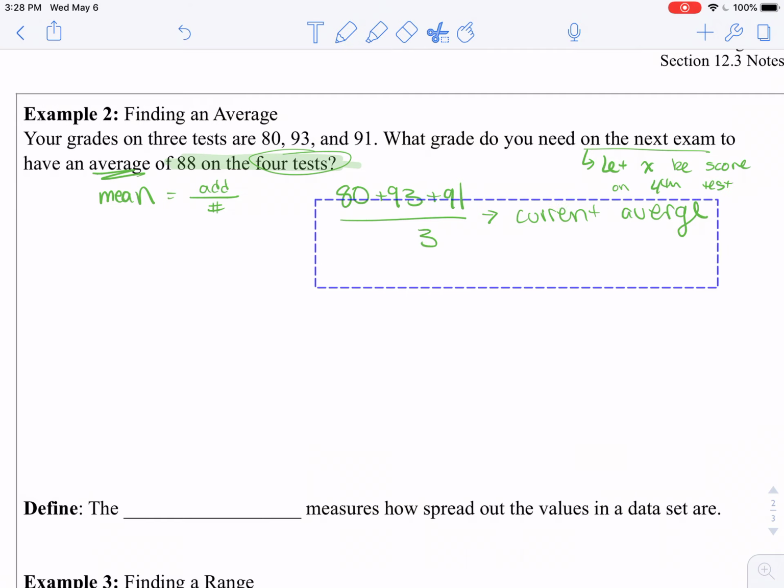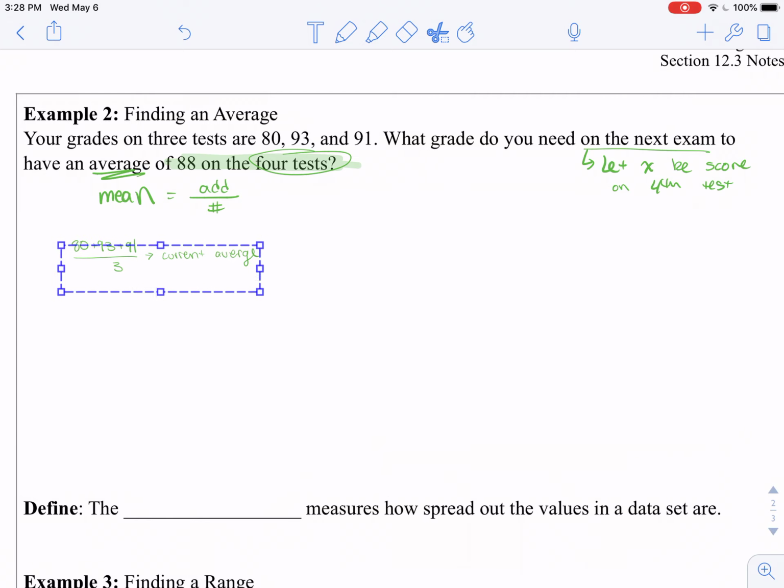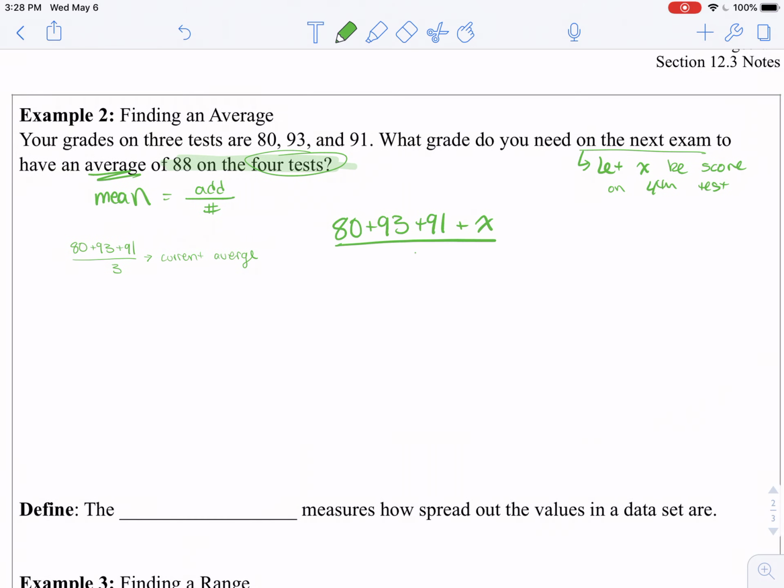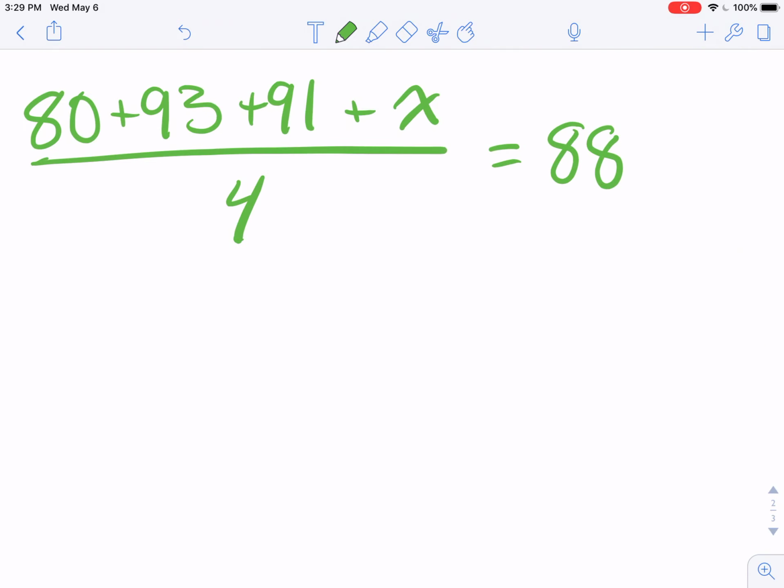Then, instead of finding what our current average is that we don't really care about, our scores of all those tests are going to be 80 plus 93 plus 91 plus X all over 4, because those will be all those 4 tests together. And we want that to be 88, so we're going to set that equal to 88.